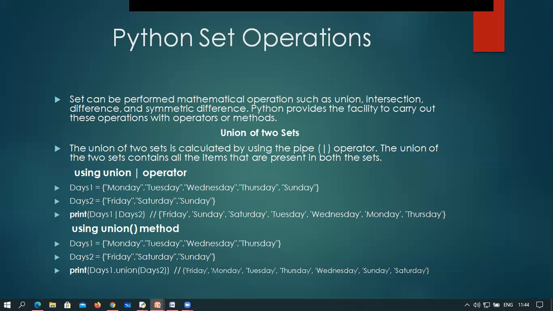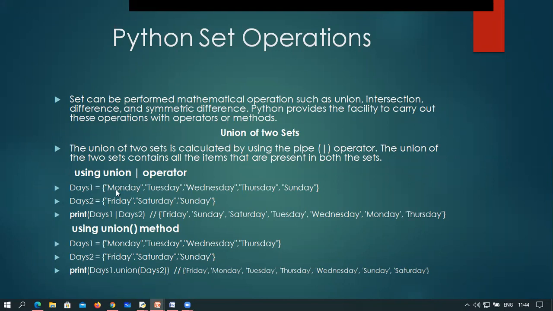Union, what's a union of two sets? Suppose I have two sets called days. In days one, you have Monday, Tuesday, Wednesday, Thursday, and Sunday. And in days two, you have Friday, Saturday, and Sunday. What will union do? You will get a set in which all the elements from both the sets get printed. And obviously, since it's a set, the elements won't get repeated.